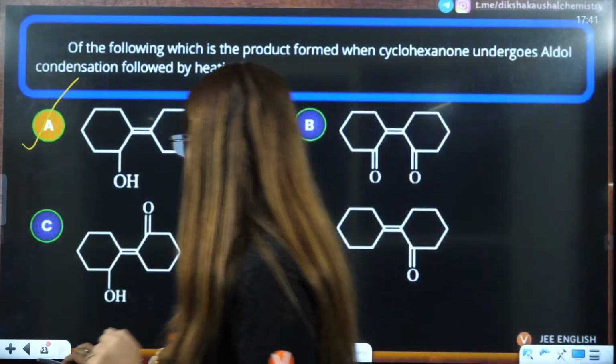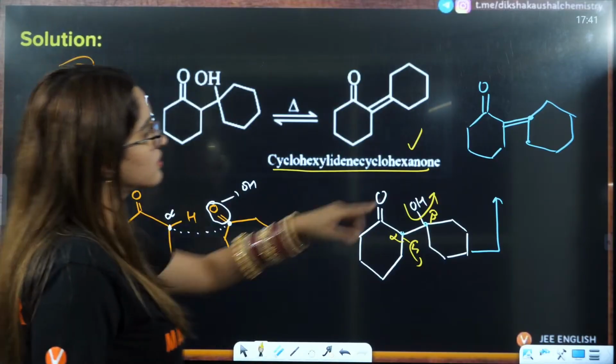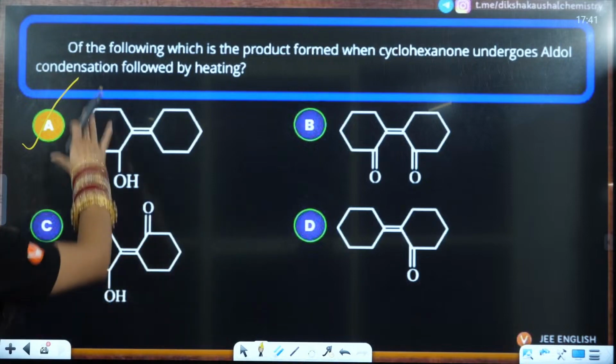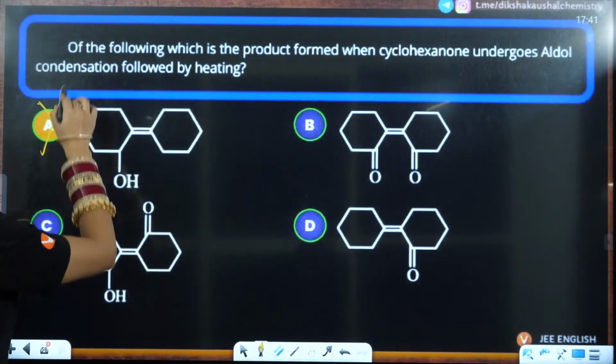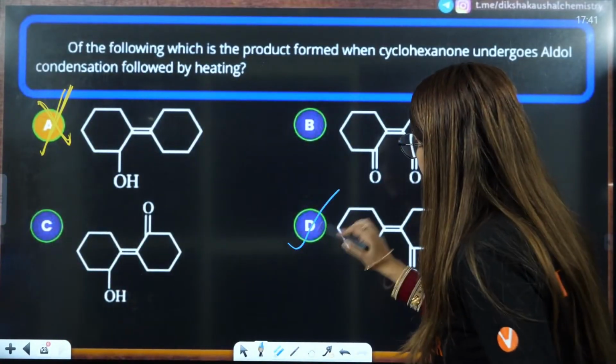Acha, one more thing. Here, if you see this, in the options, this might not be in the options. Is it there in the option? Wait a minute. Double bond. Double bond. Then this A will not be the correct answer. No, this A is not the correct answer, guys. I think by mistake, they have marked A. This is going to be the correct answer.